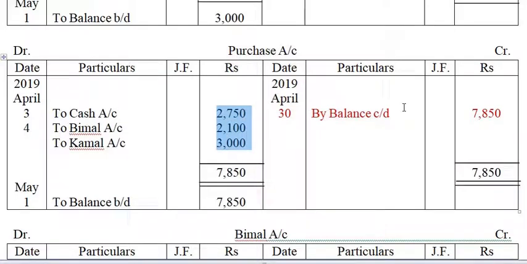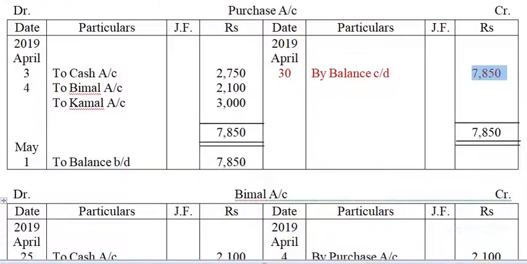Towards the credit side, there is nothing to be written. So what we will do is that we will do the total, that is the grand total, 7,850. We will write the same amount out here, 7,850, and on the last date, we will write it as by balance CD. Okay, 7,850. And this CD will come towards the debit side as balance BD.